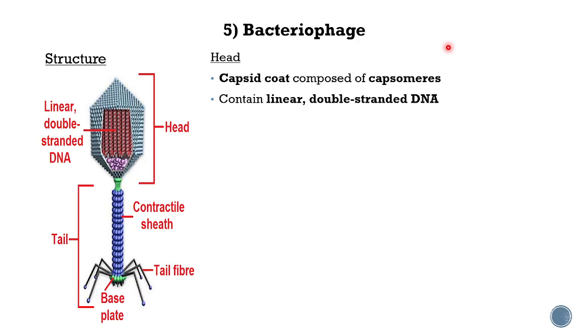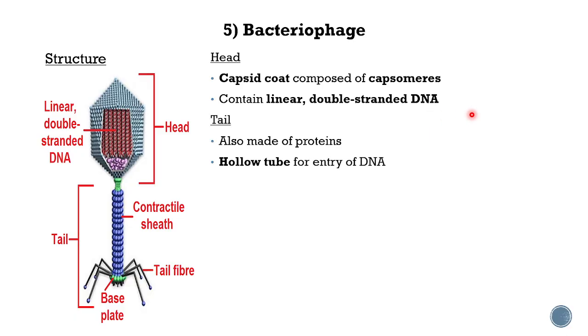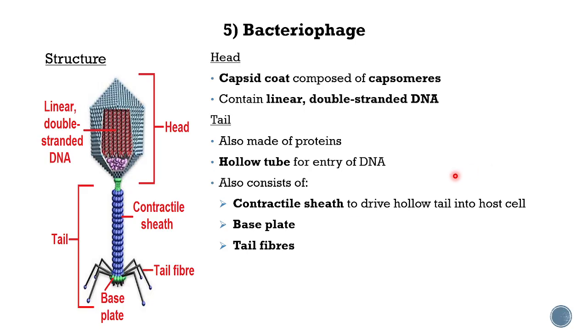There are a bit more details. The head, the capsid coat, is composed of capsomeres, same as the other capsid coats in the other viruses. It contains the viral genome, again linear double-stranded DNA. The tail is also made of proteins, with a hollow tube you can't see. That's for entry of DNA. Again, you will see that when we look at the reproductive cycle. Then the contractile sheath, base plate, and tail fibers as mentioned. The base plate and tail fibers function to bind to receptors to attach to the host cell. Again, we'll see this in the reproductive cycle.